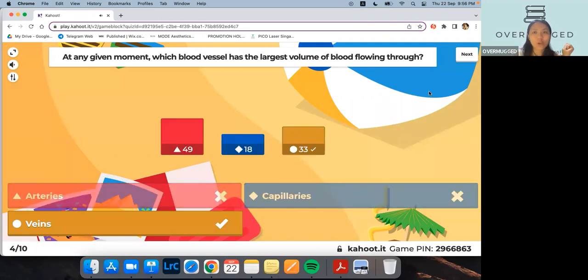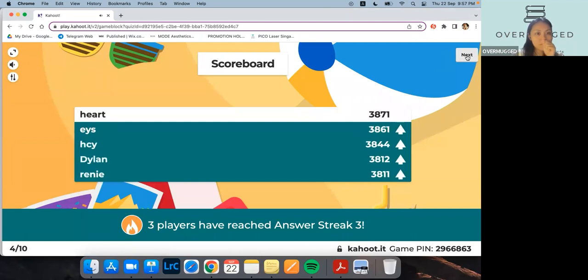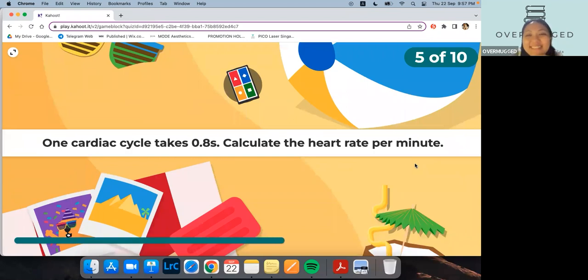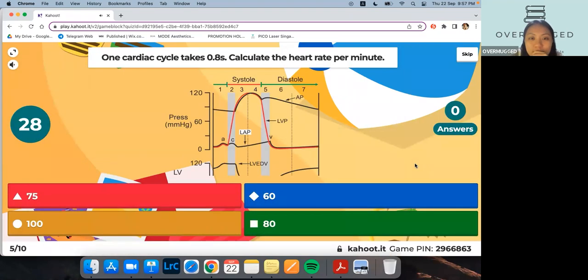It's veins. Just now I actually thought about it. Veins and arteries, you would think are about the same, but in veins the blood flows slower. So at any given moment, there is more blood in the veins. Good job. Someone asked this question just now. A lot of people asked this question just now, so you kind of guessed it. That's pretty good.